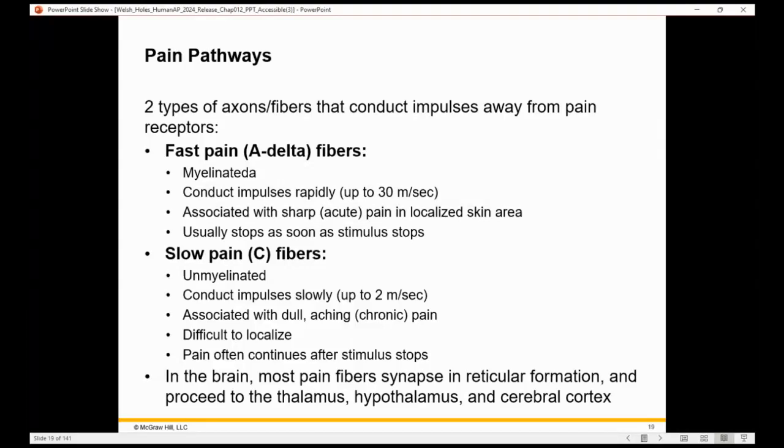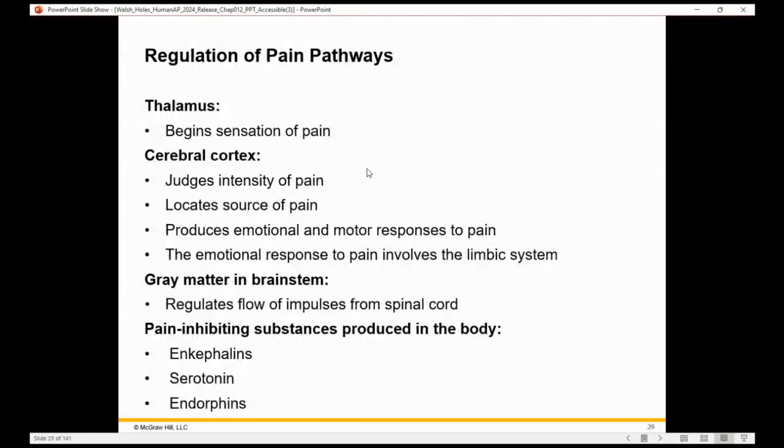In the brain, most pain fibers synapse in the reticular formation, and they proceed to the thalamus, the hypothalamus, and the cerebral cortex. The thalamus begins the sensation of pain. The cerebral cortex judges the intensity of pain, locates the source of pain, and produces emotional and motor responses to pain. The emotional response to pain involves the limbic system.